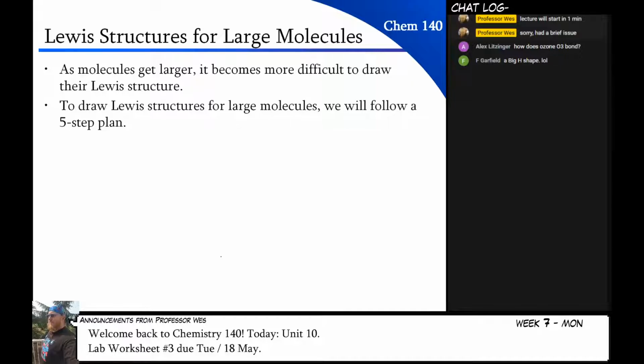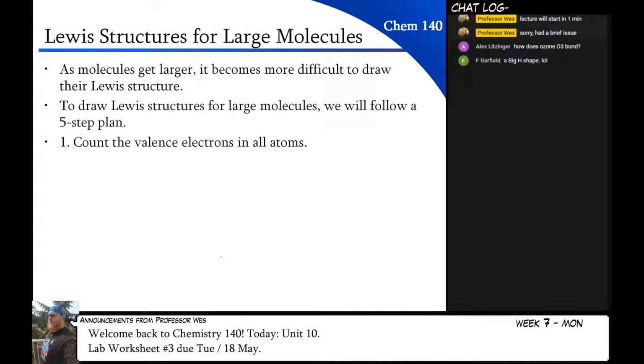So what is the 5-step plan? The 5-step plan involves figuring out how many electrons you're going to play with for bonding, then creating some sort of framework, and then just painting in all the electrons around the outsides, and then filling in the inside as needed. So let's do that. Let's go over all the rules first, and then we're going to apply them to a molecule.